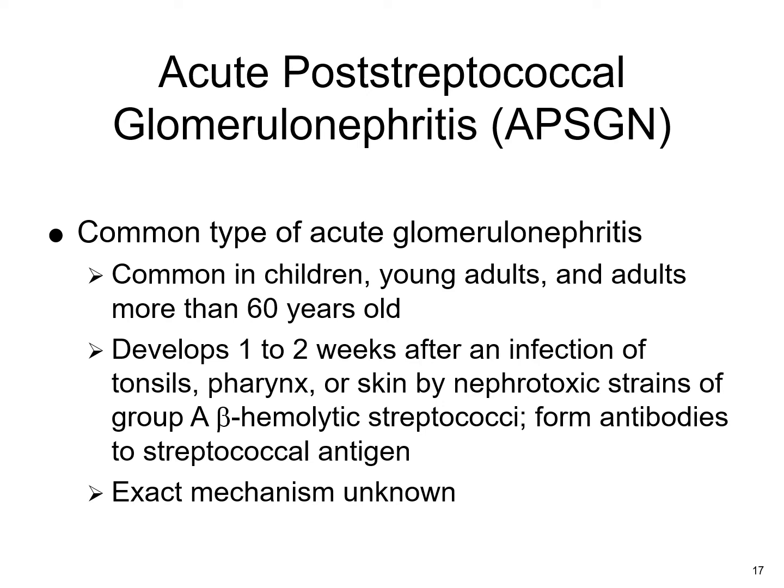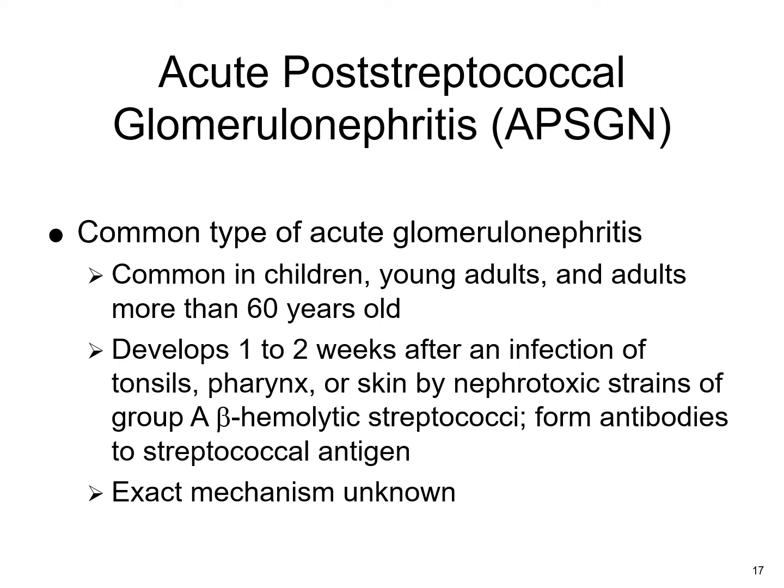They have another one known as acute post-streptococcal glomerulonephritis. So this is a common type of acute glomerulonephritis. It's common in children, young adults, and adults more than 60 years old. This develops 1 to 2 weeks after an infection of the tonsils. And this is primarily because of strains of group A beta-hemolytic streptococci, and you're getting antibodies to streptococcal antigen. At the very least, I just need you to know that acute post-streptococcal glomerulonephritis is because of a streptococci infection. The patient gets these streptococcal antigens, and they're not sure exactly what's happening here with this one.